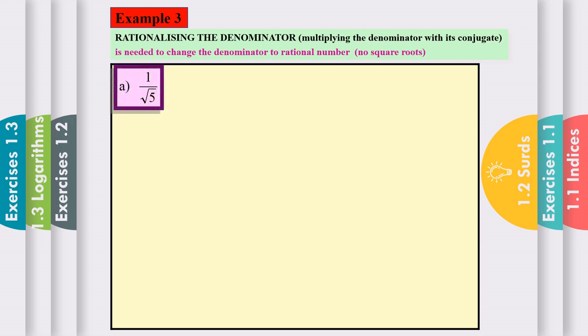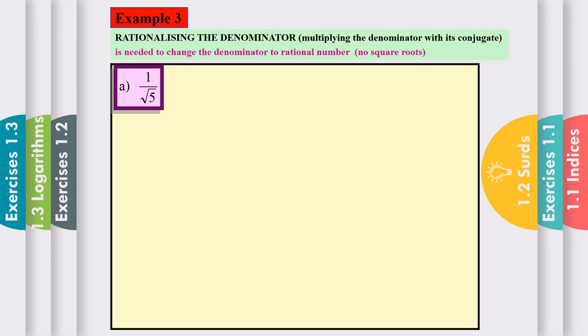Example 3. Rationalizing the denominator: multiplying the denominator with its conjugate is needed to change the denominator to a rational number, with no square roots.